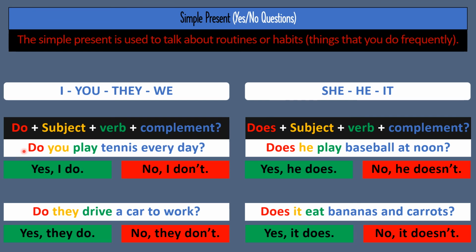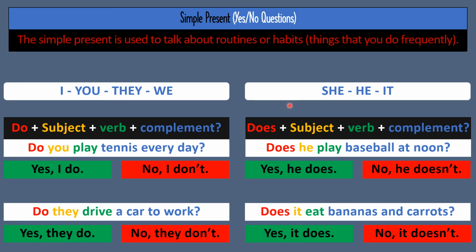For example, do you play tennis every day? This is a yes/no question. So the question is with do, the answer is with do or don't. Do you play tennis every day? Yes, I do. No, I don't. Do they drive a car to work? Yes, they do. No, they don't. Here, the subject is they, so we are going to answer with they.